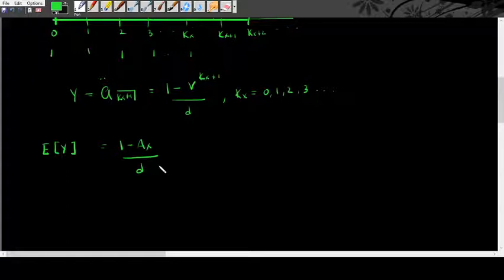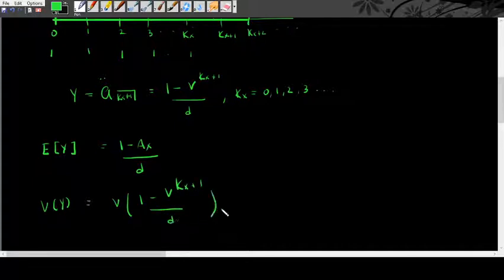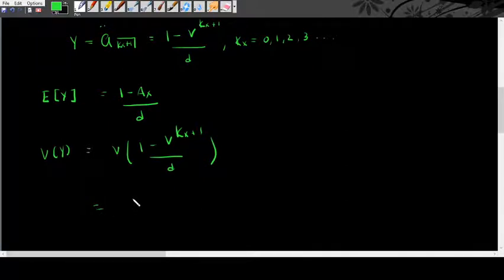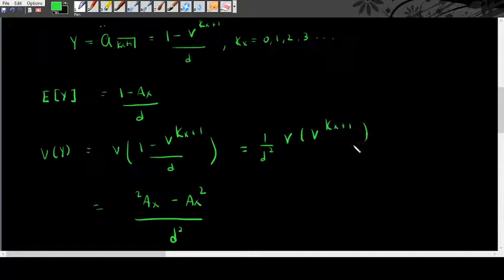And then if you were to look at the variance for this case, it's going to be the variance of this Y, which will be equal to 1 over d squared times (2Ax minus Ax squared). Variance of a constant is 0. Okay, this one you can factor out, 1 over d squared times the variance of v^(Kx plus 1), which is also equal to 2Ax minus Ax squared.